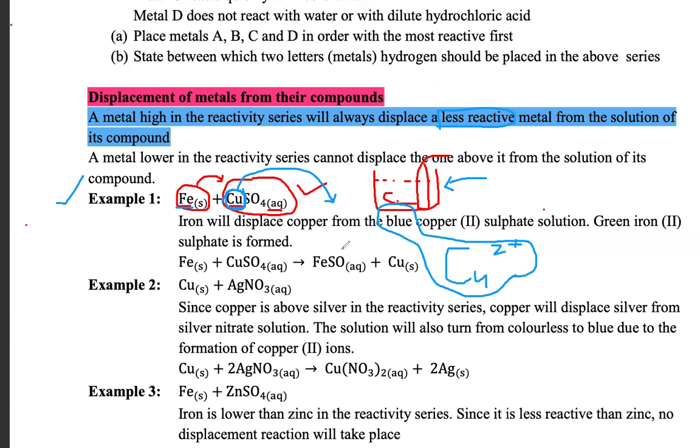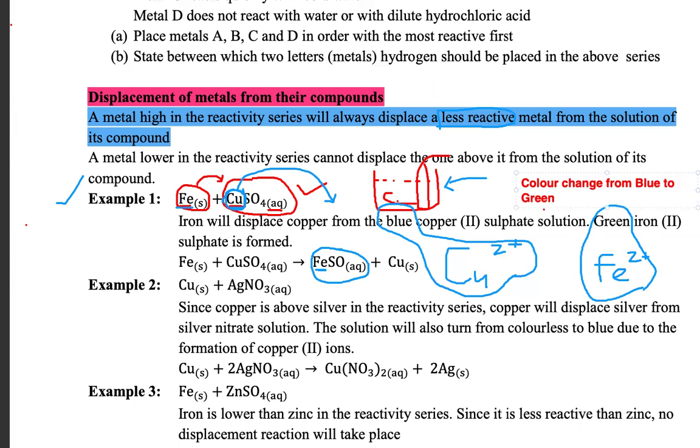And then when this reaction actually happens, have you seen that at the end of the day, we're going to have iron sulfate? Yes. So the iron 2 in solutions, the color is actually green. So the observation that you should make during this reaction is that there will be a color change from blue to what? Green.